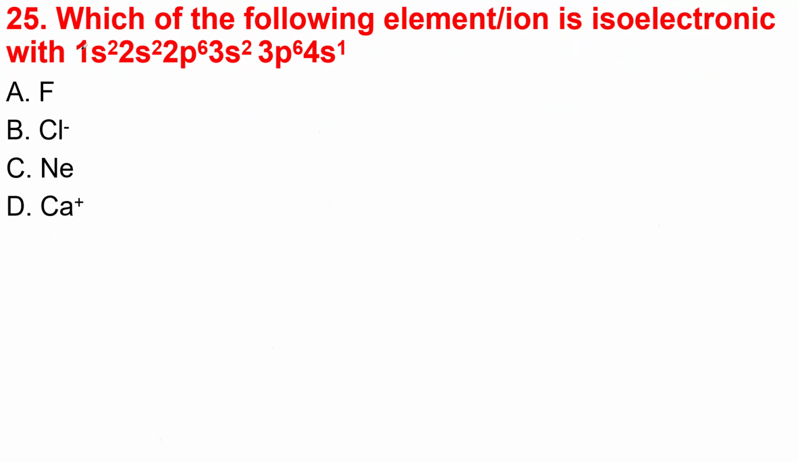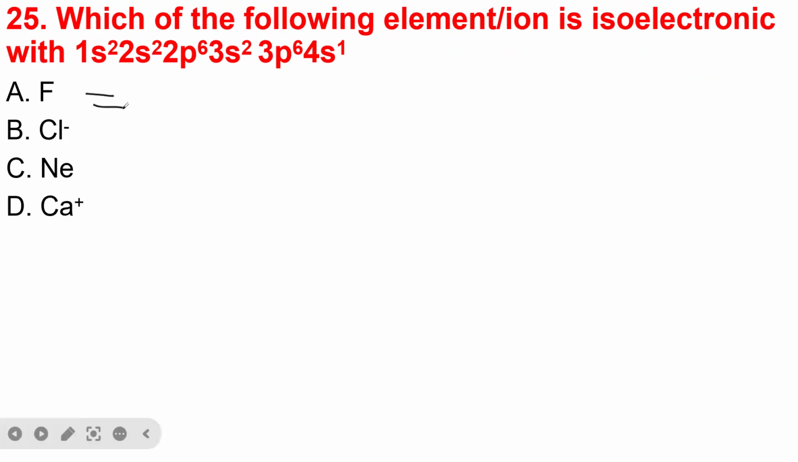Then the next question is 25. Which of the following elements or ions is isoelectronic with 1s2, 2s2, 2p6, 3s2, 3p6, 4s1? So if you sum all the index numbers, 2 plus 2 is 4, plus 6 is 10, plus 2 is 12, plus 6 is 18, then plus 1 is equal to 19. So which one actually tallies with this? Which one among all these has 19 electrons?